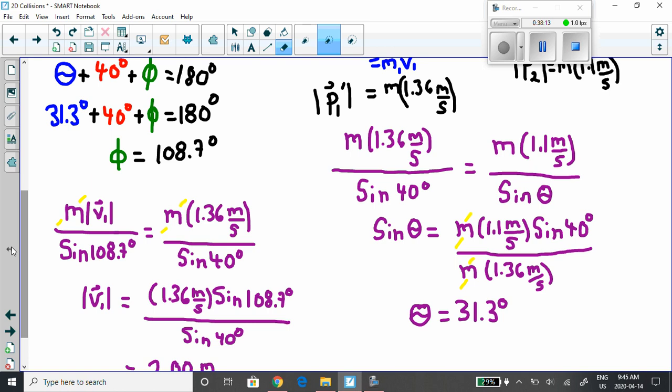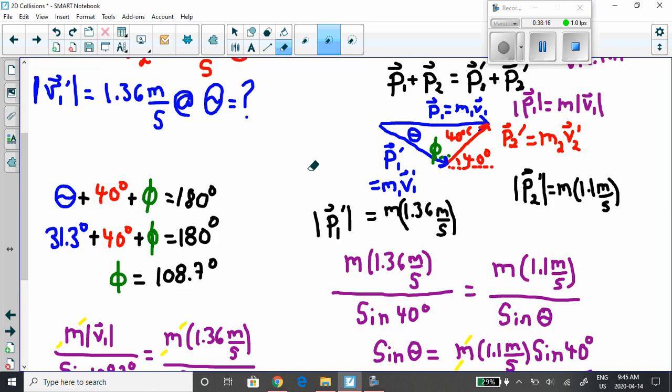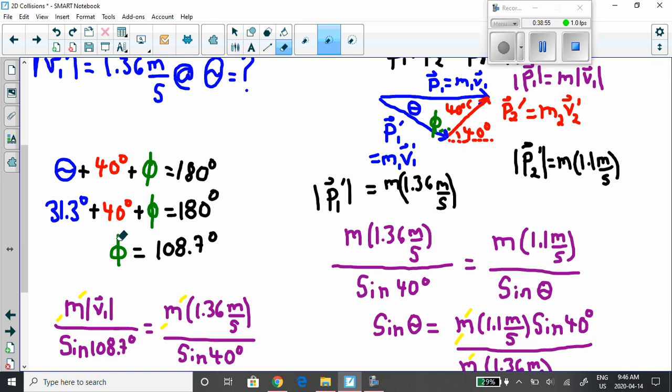So that's a really important thing for us because now I know that theta is 31.3 degrees. Well, I know that theta plus 40 degrees plus phi, which I'm going to call this bottom angle right here, all three of them together has to equal 180 degrees. That's the rule for the angles in a triangle. They always add up to 180. So if I do some math here, I can find out that phi is 108.7 degrees. I can use that and apply sine law again.